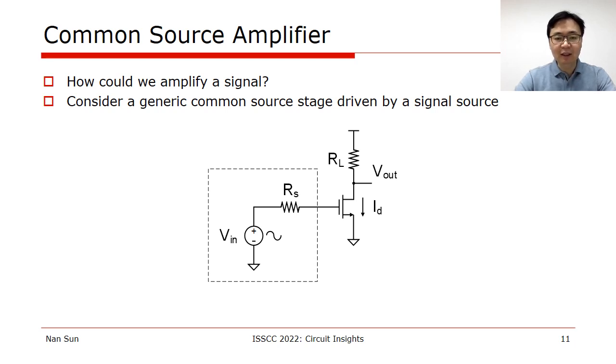Now if we want to amplify a signal, how could we do that? I believe that all of you know that transistors can be used to build amplifiers. Here is a very simple common source amplifier driven by a signal source. We call it common source because the source of the transistor is tied to ground at a fixed voltage. Given a proper DC biasing point, we can use this circuit to amplify the input signal.